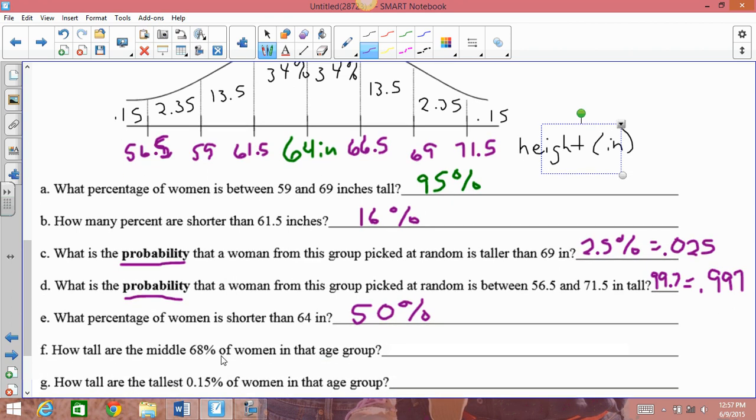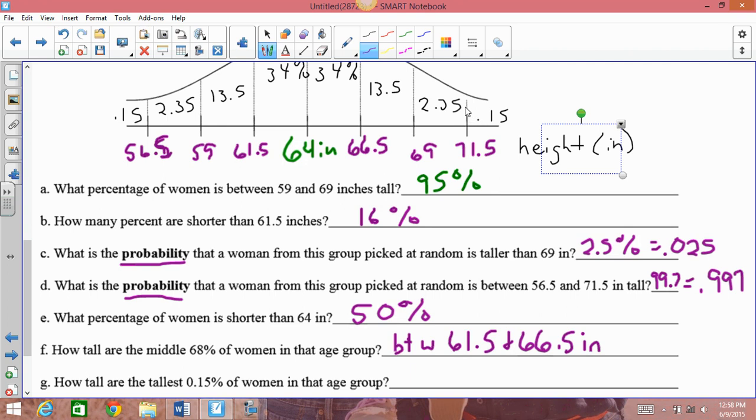How tall are the middle 68%? Start in the middle, and you want to keep going on either side evenly until you reach your number here. Your target number in this case is 68%. So I'm going to go 1 unit to the right, 1 unit to the left. Automatically then I'm at 68%. So then I would say that would be between 61.5 and 66.5 inches.